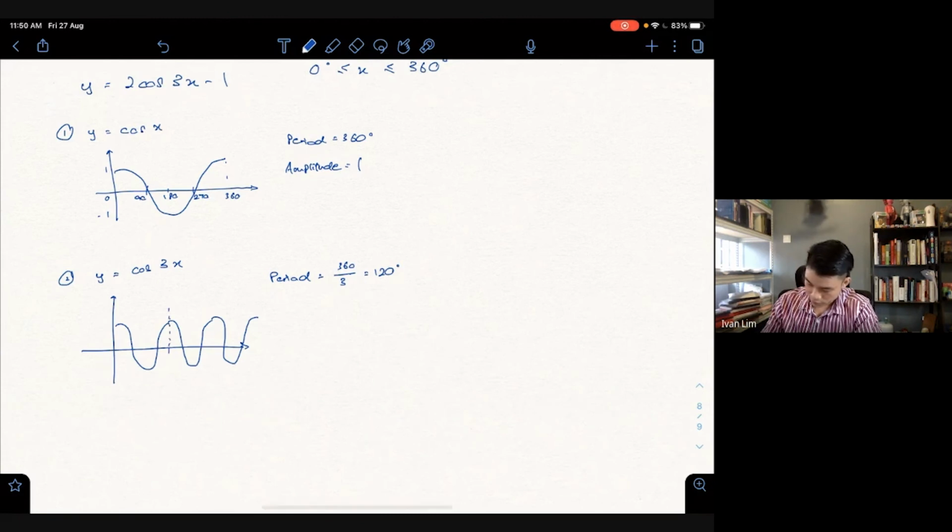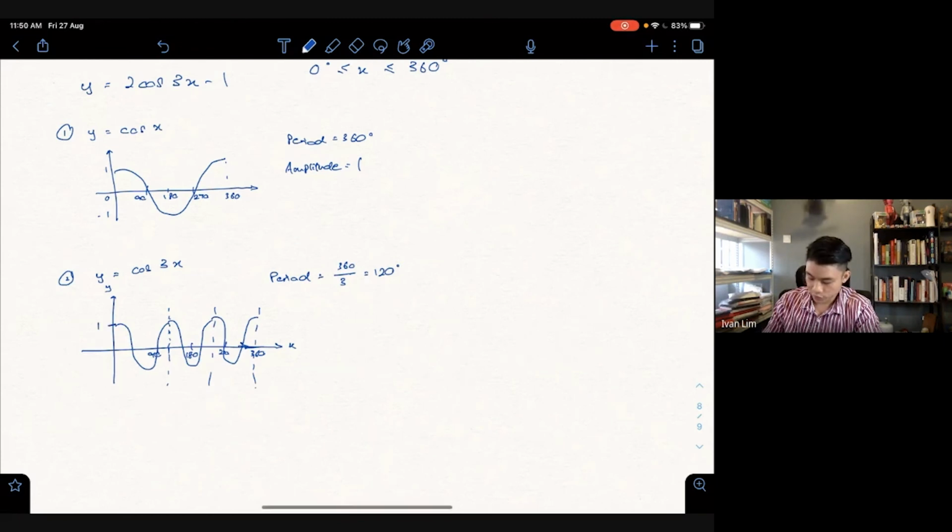You all can see here, here, here. So the main points here will be 180 degrees. Over here actually will be 90. And here will be 270. And here 360. Okay, once again, this is just a rough sketch only.